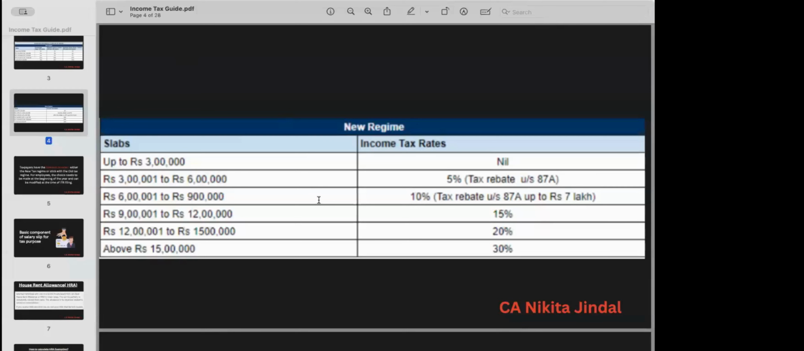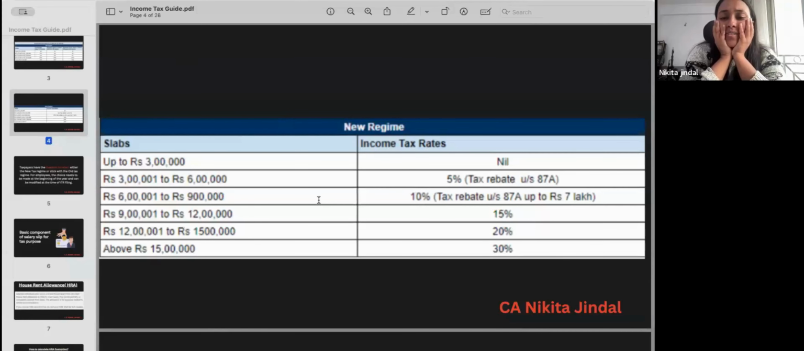Right. Next question. Will it require a HUF account for joint home loan benefit? No, a HUF account is not required. You can claim individually. Okay.